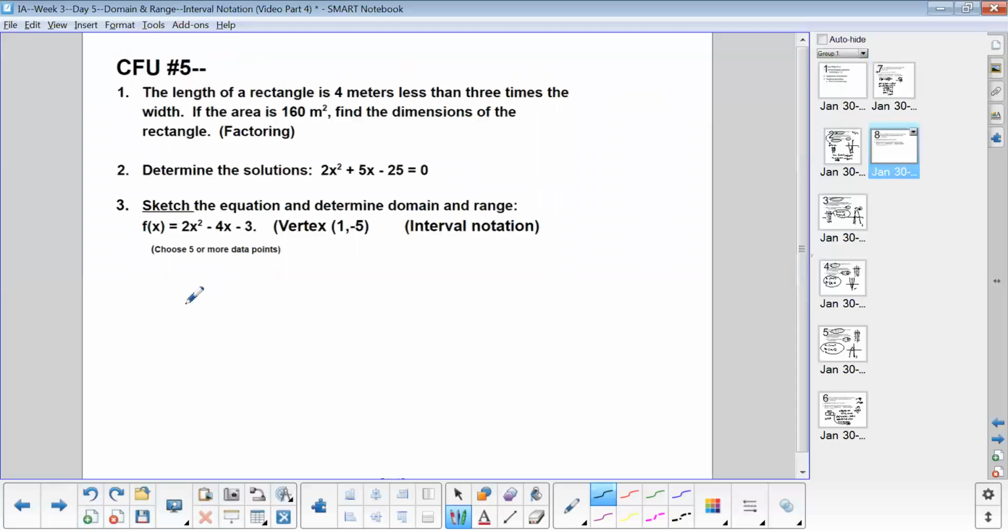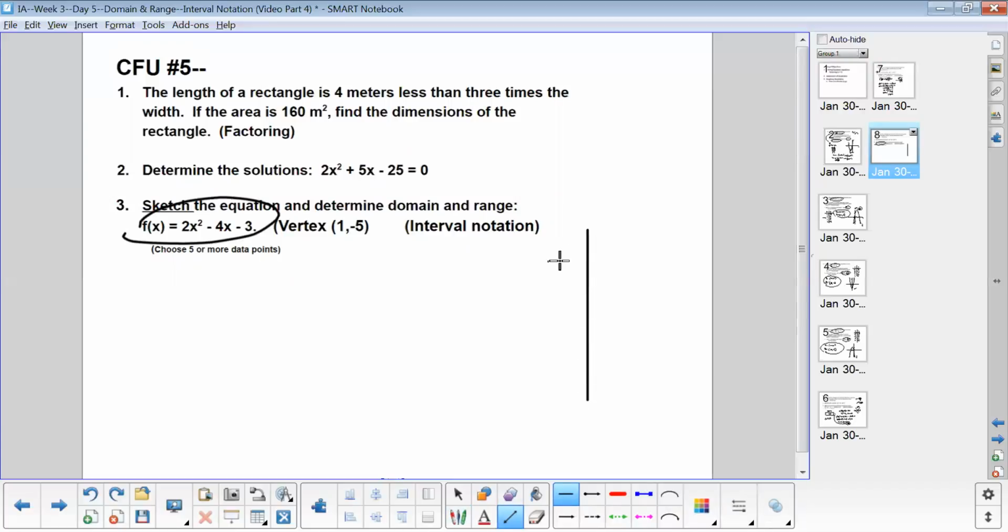And then finally, practice from what we've been doing. So we would type in 2x squared minus 4x minus 3 into your graphing calculator. Go to second graph to pull up a table. And we know where the vertex is. The vertex is 1, -5. So create my data table here of my x and y.